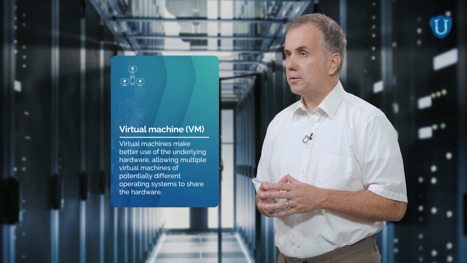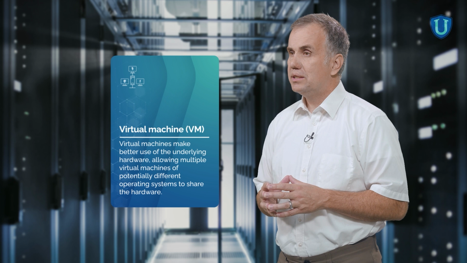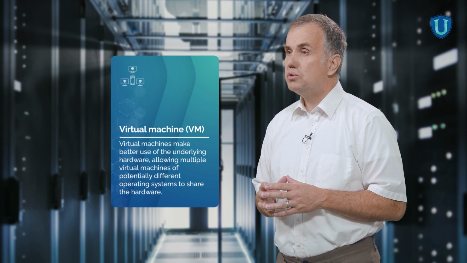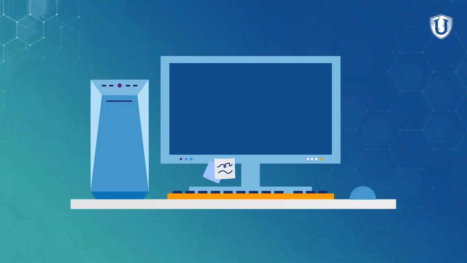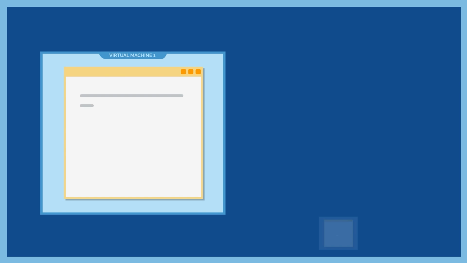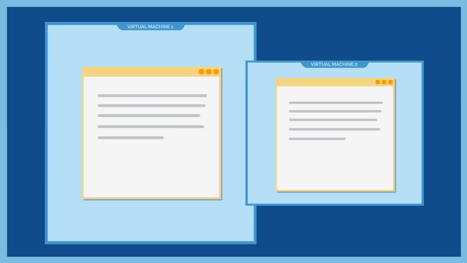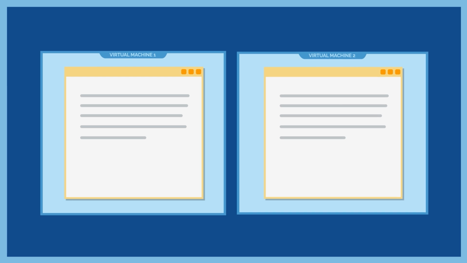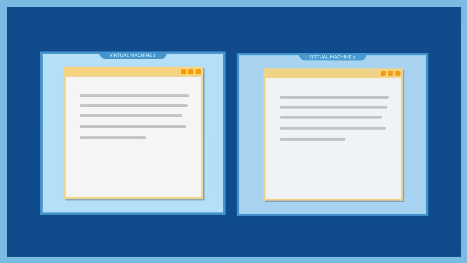The next iteration of application hosting involved the use of virtual machines. Virtual machines make better use of the underlying hardware, allowing multiple virtual machines of potentially different operating systems to share the hardware. This makes for more efficient utilization of hardware resources. Your applications can be segmented from other applications running on the hardware.